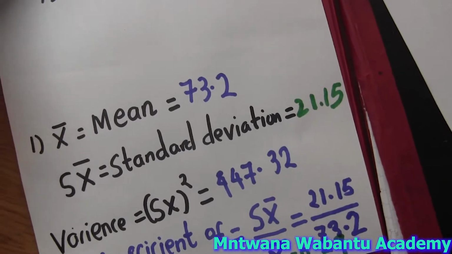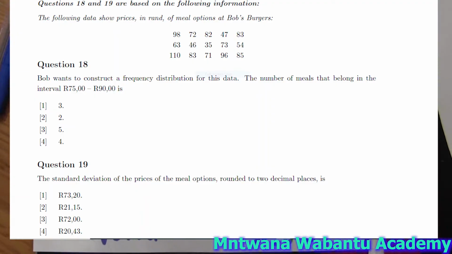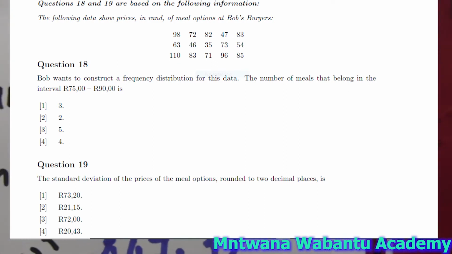So if you go back to the question, they say find the standard deviation. Our standard deviation is option 2, which is 21.25.